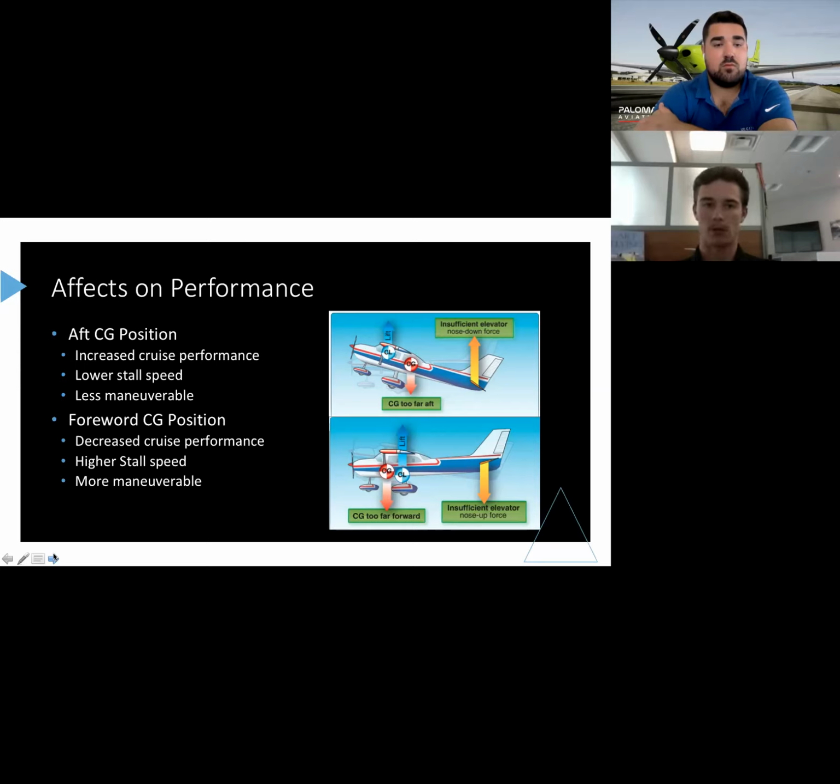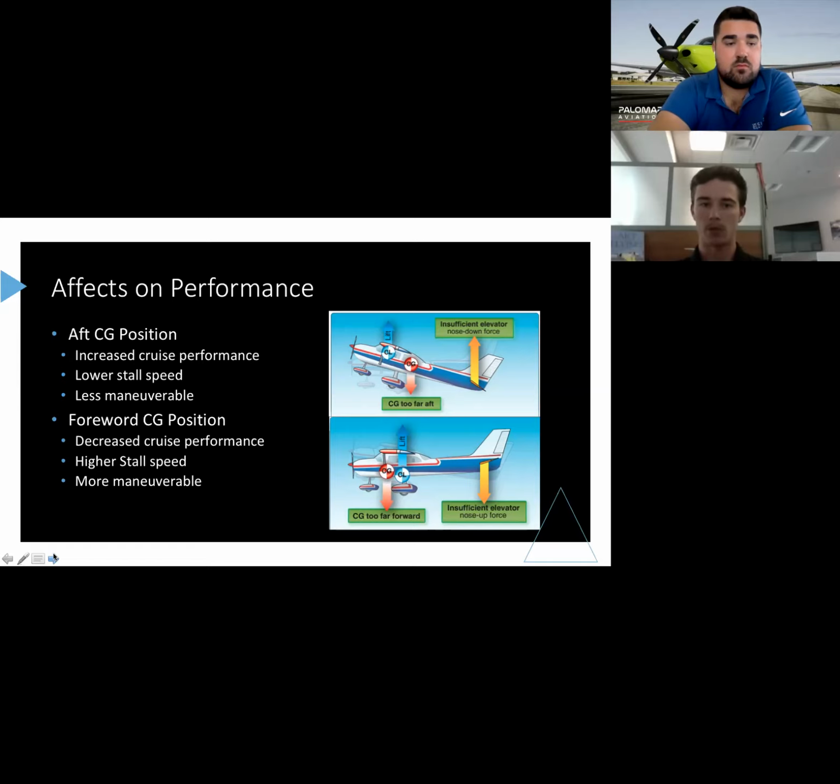Some additional characteristics of, say, an aft CG position would be increased cruise performance because, as we were saying before, as the CG moves slightly closer to the center of lift and aft, the elevator is required to produce less downward lift. Less lift equals less drag, so you're going to be able to cruise at a higher airspeed or at a lower power setting for a given airspeed. It's also going to be a lower stall speed, and it's going to be less maneuverable because the arm between the elevator and center of gravity is going to be somewhat shorter. So there's going to be less force produced by the elevator about the CG.